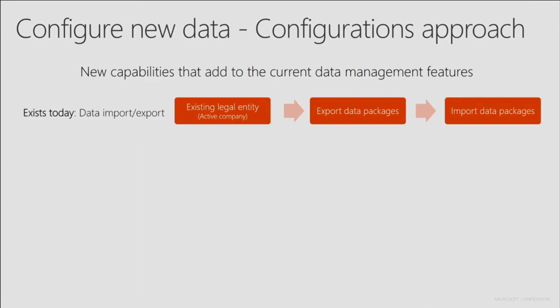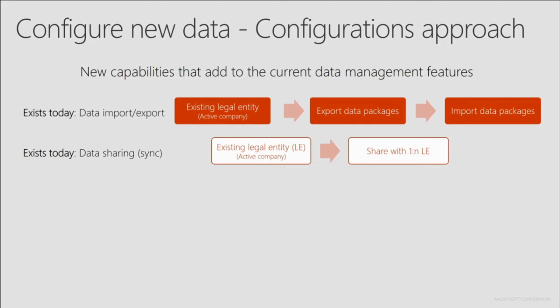So what exists today in the data management framework is the ability to import and export data packages. So you have an existing legal entity, you export data packages out of it, and you import it in another system. This has existed for a while in AX7 or Dynamics 365 for finance and operations. What also exists today is a data sharing or data sync framework that allows you to replicate in real time specific fields and tables, specific tables or entities between legal entities in your instance.